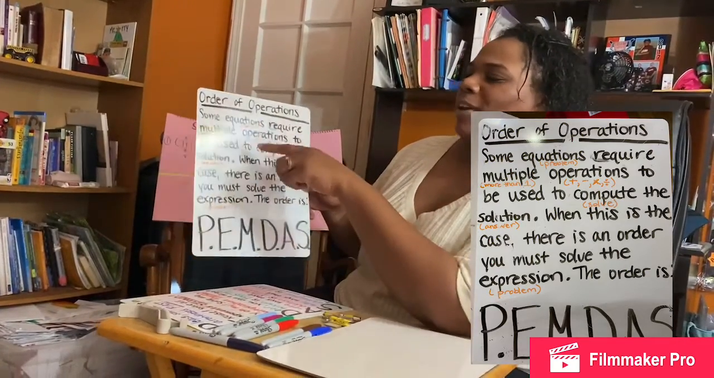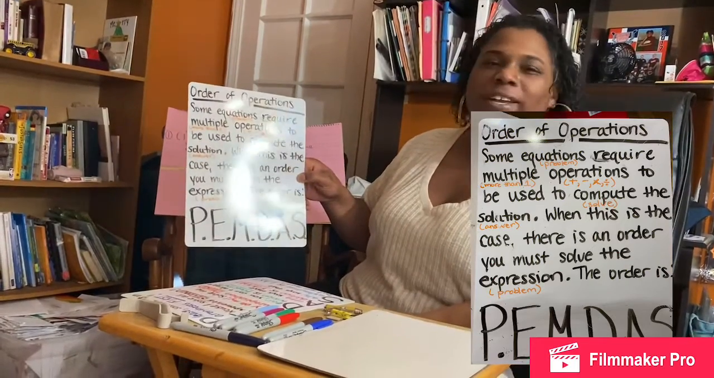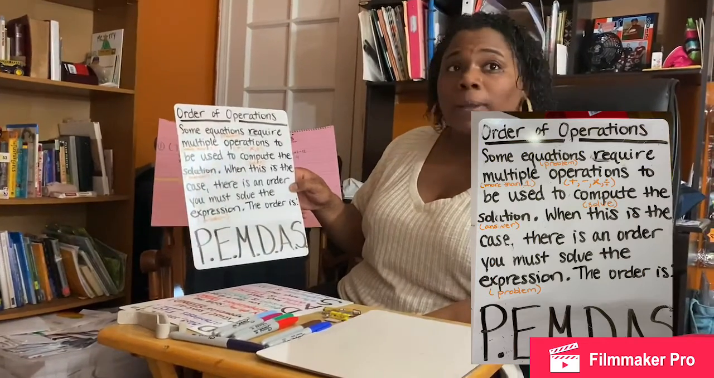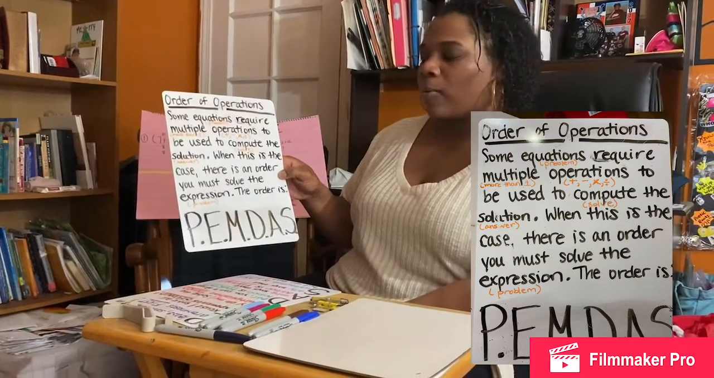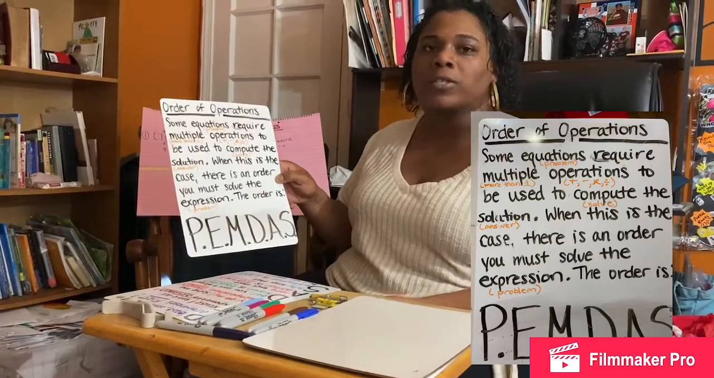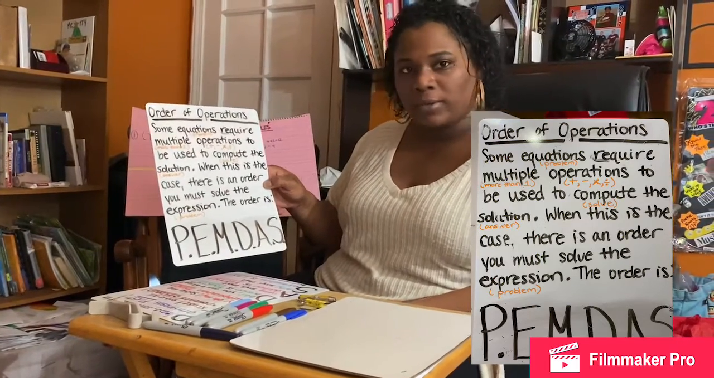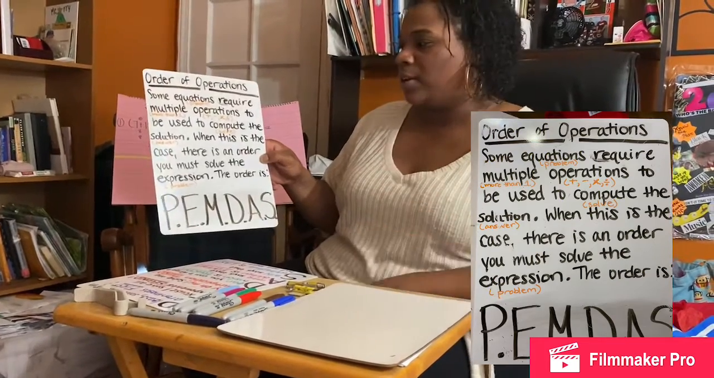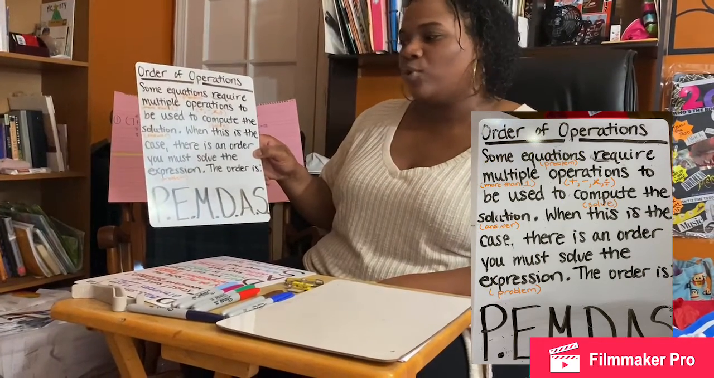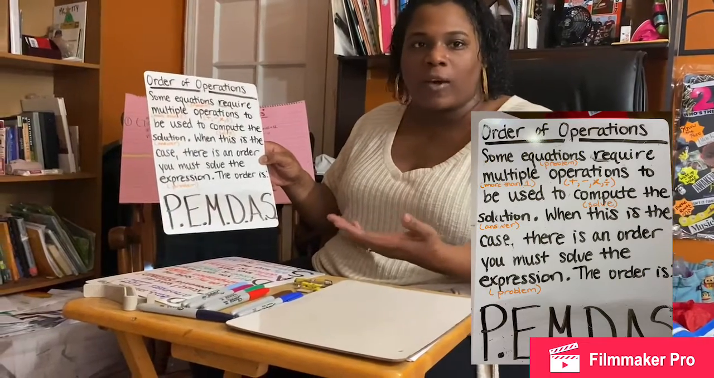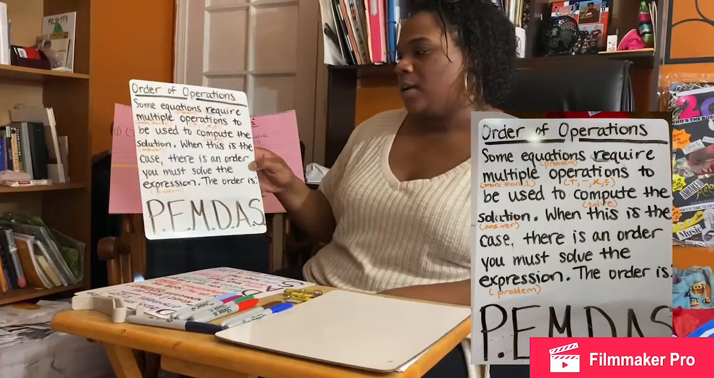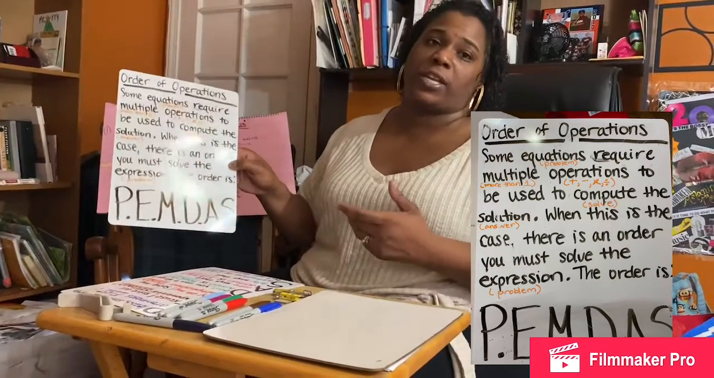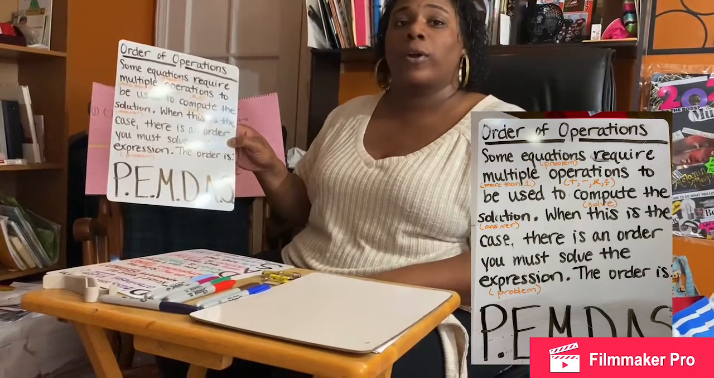All right, so in case you're not sure what equations means, equations is just a fancy mathematical word for problem. So some mathematical problems require multiple operations. Multiple, as a reminder, means more than one. And the different operations are addition, subtraction, multiplication, and division. All right, and we use them to compute the solution. That just means to solve the problem, to find the answer. And then when this is the case, there's an order you must solve the expression. An expression is just another mathematical term for the word problem.